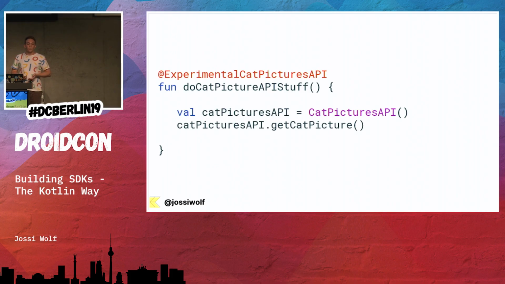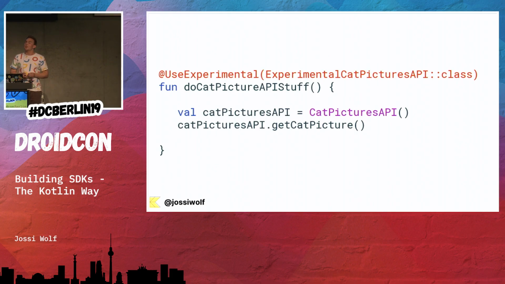Or if you don't want to propagate this usage further, you can add @useExperimental and then the annotation class. So this tells Kotlin, okay, this is intentional. We are sure that we actually want to use experimental APIs here. There's also a compiler flag which you actually have to enable to use experimental APIs. So there's a really, really big safety coming towards you if you're using this experimental annotation.